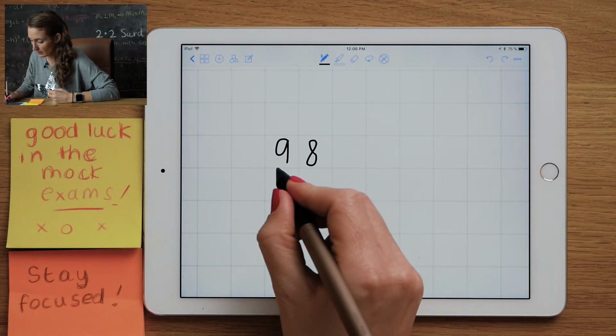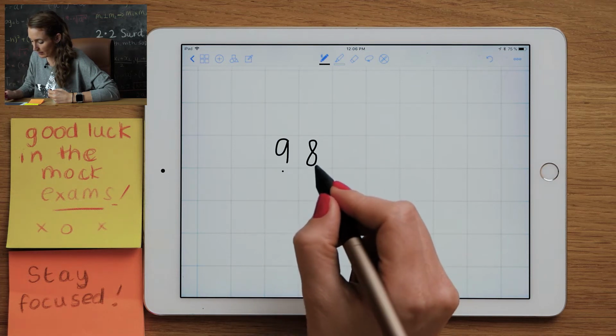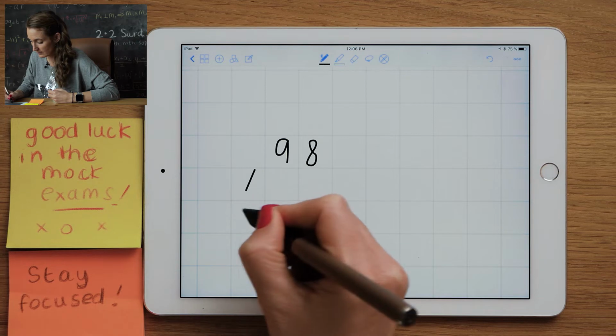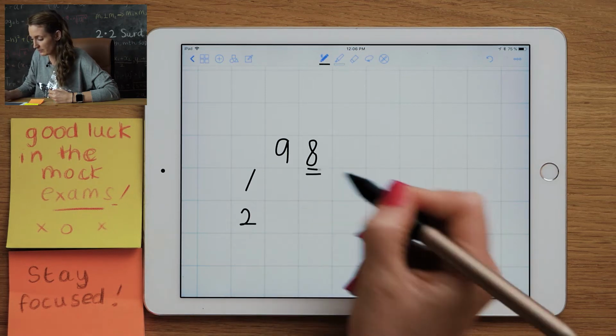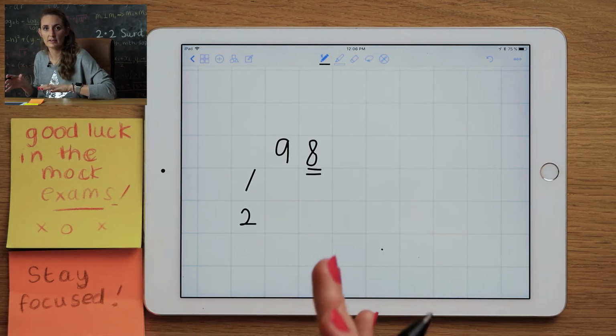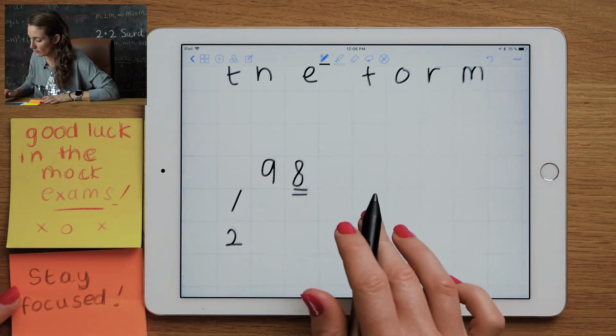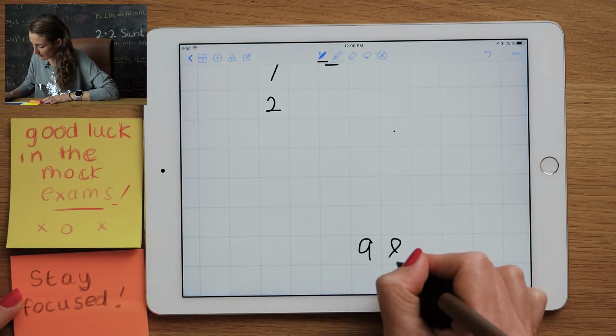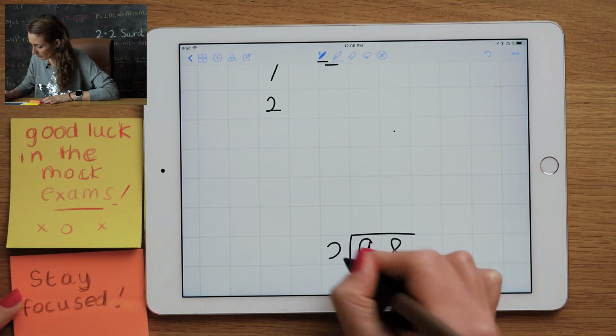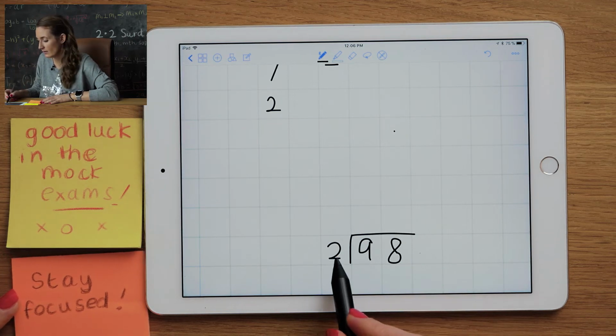So 98 can be divided by 2 because it's ending in an 8. If something ends in 0, 2, 4, 6, and 8, it can always be divided by 2. If I want to see what 98 is divided by 2, I can divide it down here.